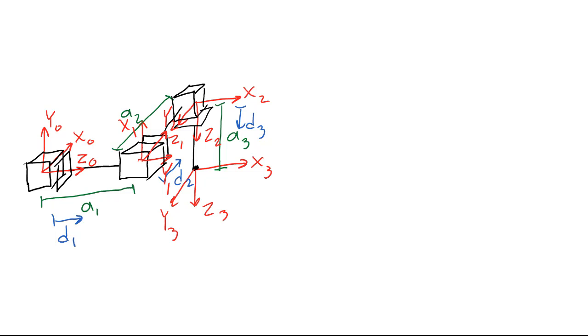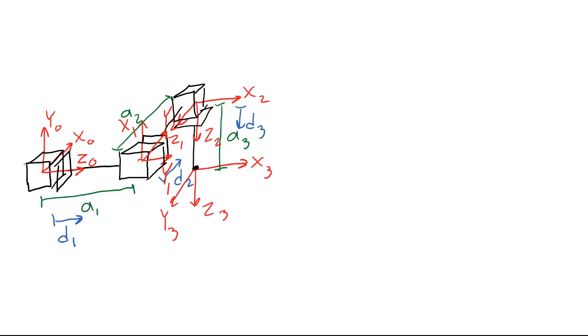In this video, I'll be showing you 5 examples of finding the complete rotation matrix from the base frame to the end effector frame for a 3 degree of freedom manipulator. We'll be using the 5 standard manipulator types that we learned about in a previous video.